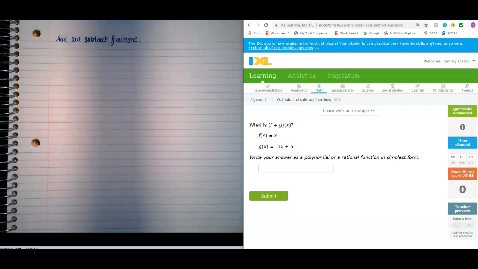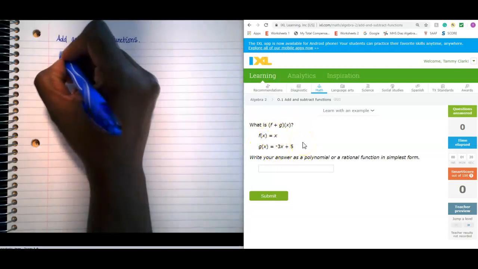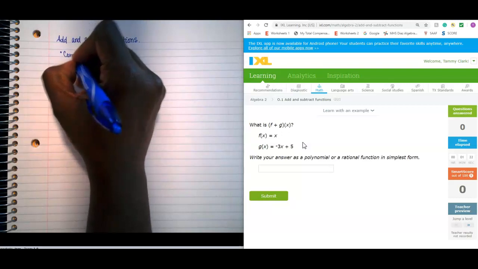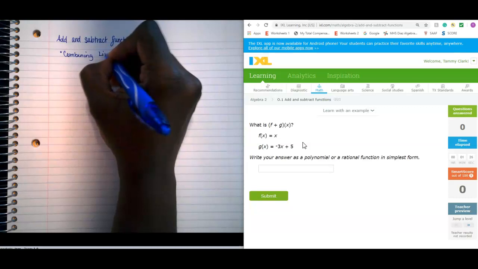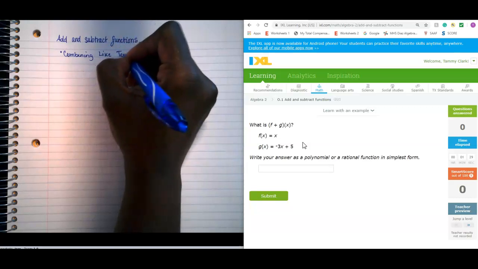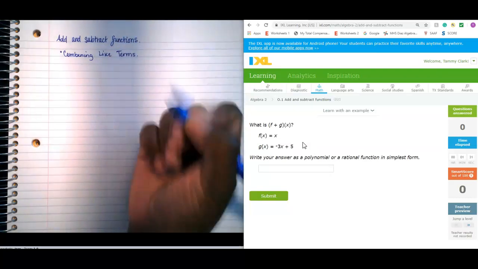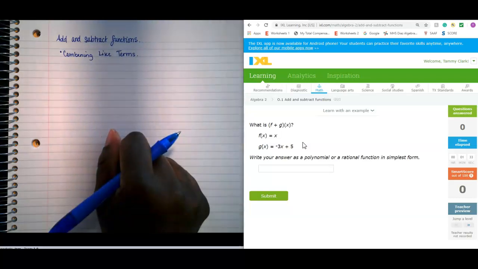We're going to talk about adding and subtracting functions, and what I want you to think about is, although you've not seen this notation before, where we're adding function f of x plus function g, the math itself you've seen. I want you to think about combining like terms, because really that's what you're doing. So if you remember how to combine like terms, this should be fairly simple for you. If not, this will be a refresher for you, and that's okay.